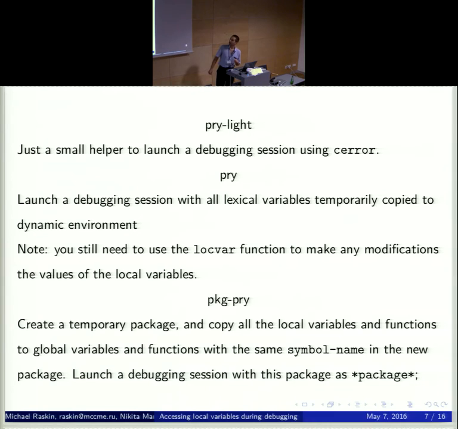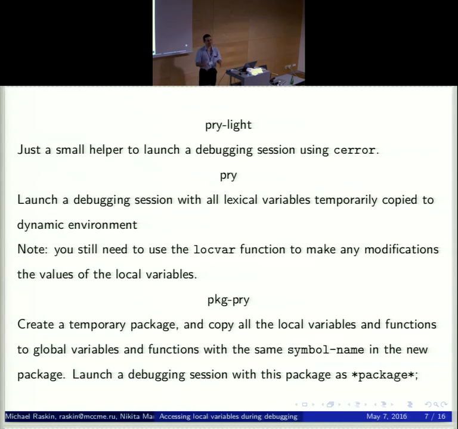And then there is PKG-pry, which creates a temporary package. And why would it need to create a temporary package? It creates functions with names in that package because I didn't find a way to create a temporary function which would be accessible from the debugging console, because flet doesn't always play really nice with debugging. And so it looks like the only reliable option is defun. But I don't want to define the global functions with the names of the local functions because they will stay after I leave the session.